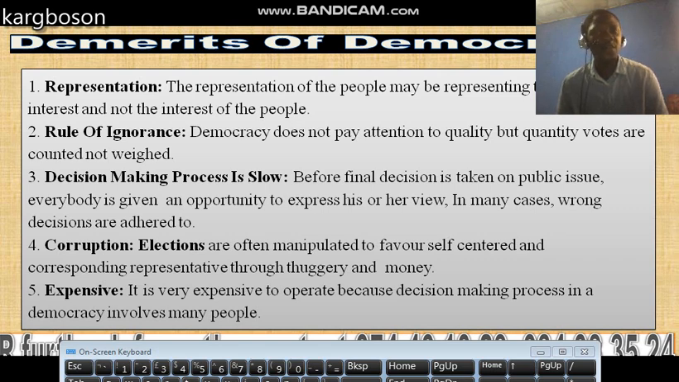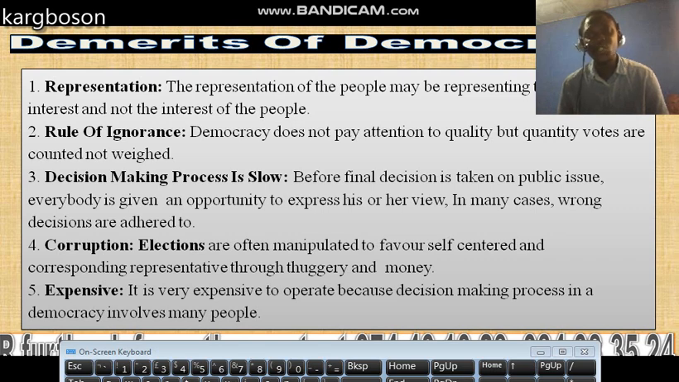Of course, you also have rule of ignorance. Democracy does not pay attention to quality but quantity. Votes are counted and not weighed, because sometimes many of the people who are voting don't even know why they are voting. And inasmuch as democracy is not looking at quality but at quantity, you might end up electing mediocre people into governance. People who are not fit to lead the state will end up becoming leaders. That is another problem of democracy.